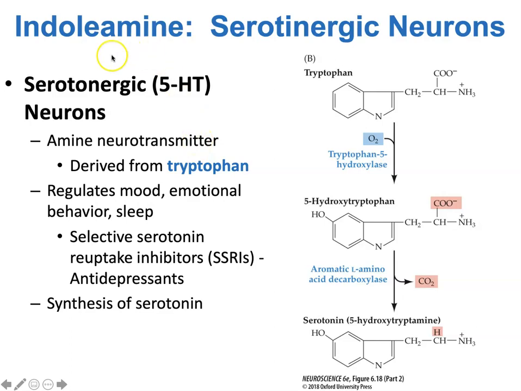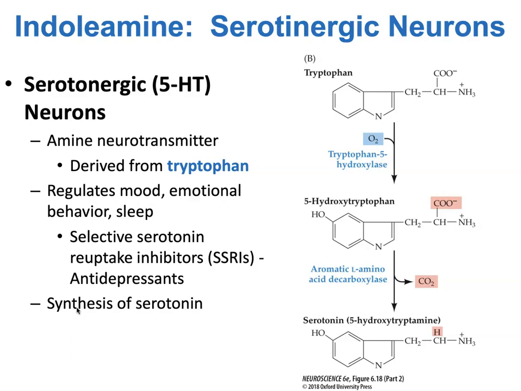These particular connections are going to function in sleep and wakefulness. There's also going to be axonal projections that will impinge upon areas that are important for mood, particularly affecting mood disorders like depression and anxiety.